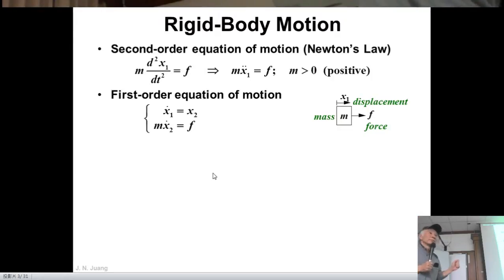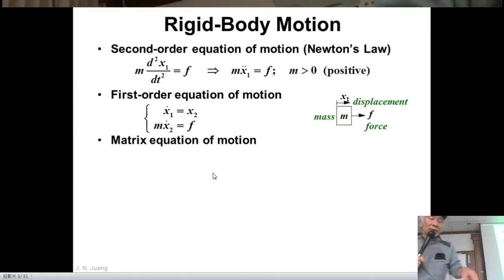Agree? x1 dot equal to x2, then m x2 dot equal to f. That's the same thing as m x1 double dot equal to f. Why do we want to do this? I'll explain to you right now. Now we call this matrix equation of motion.